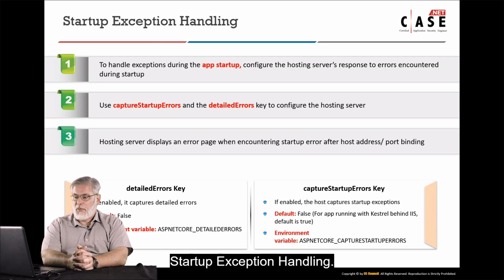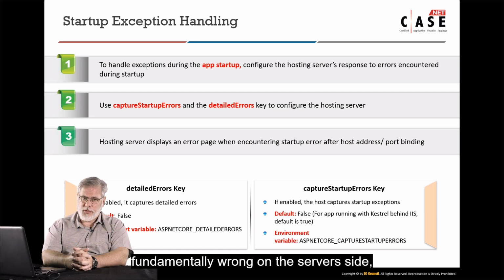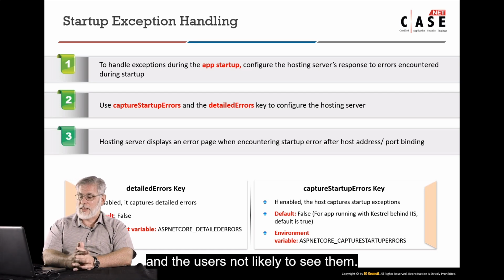Startup exception handling. What happens if something goes wrong on startup? You have to configure the hosting server's response to handle these errors. You can use the capture startup errors, and in this case you might want the detailed errors key so that you get details as to what happened. Startup errors usually indicate something fundamentally wrong on the server side, and the user is not likely to see them.